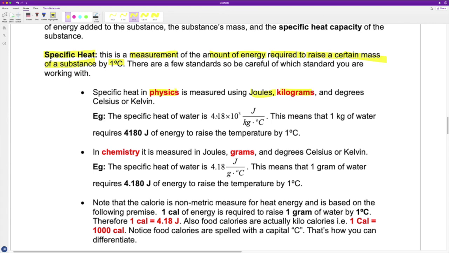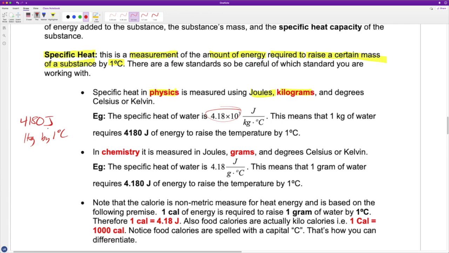So for example, let's talk about water, because that's a very common substance, and it's one of the more important ones here. Water has a specific heat of 4.18 times 10 to the 3 joules per kilogram degrees Celsius. Okay, what does that mean? It means water requires approximately 4,180 joules of energy to increase 1 kilogram of water by 1 degree Celsius.